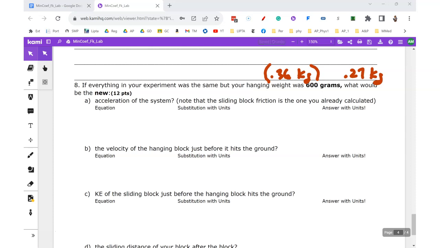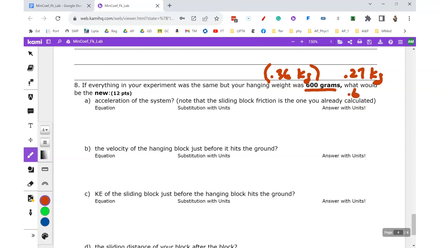I want to give you some help answering this last question. It's going to be pretty tough. In this question, you're asked to imagine that the hanging weight was not 0.36, or I think for some groups it was 0.35, the hanging weight. You can look that up. But imagine it wasn't that, but 600 grams, which of course is 0.600 kg. The sliding block, I think it was 0.27. You can look that up as well.